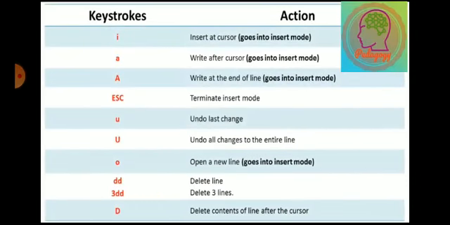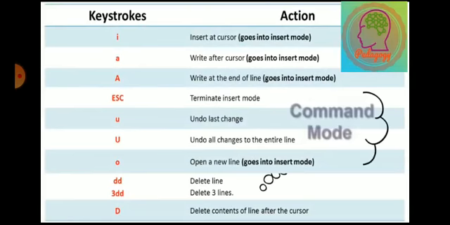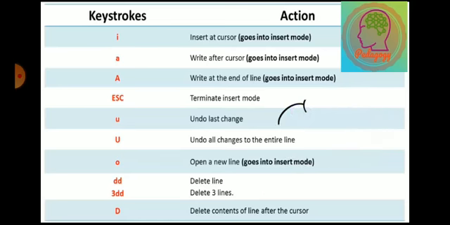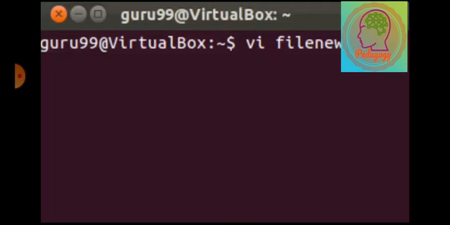There are various options in the VI editor. I is for insert mode, a is right after the cursor, capital A is right at the end of the line, escape is to terminate insert mode, small u undoes the last change, capital U undoes all changes.